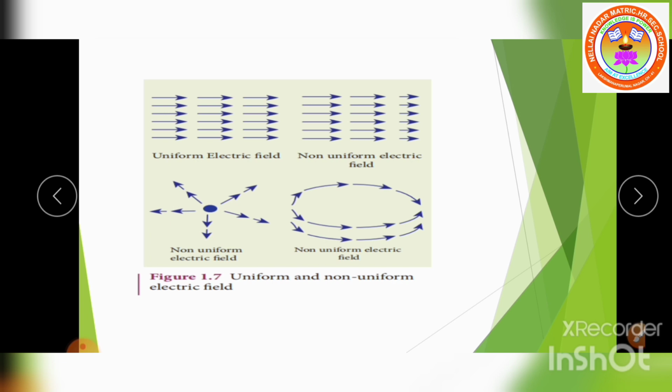This non-uniformity arises both in direction as well as magnitude. If you see here, the direction is radially outward or inward. The magnitude also changes as the distance increases. Okay, so there are two types: one is the uniform and another one is the non-uniform electric field. Understand?